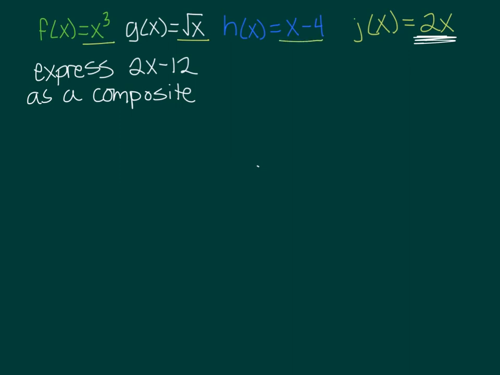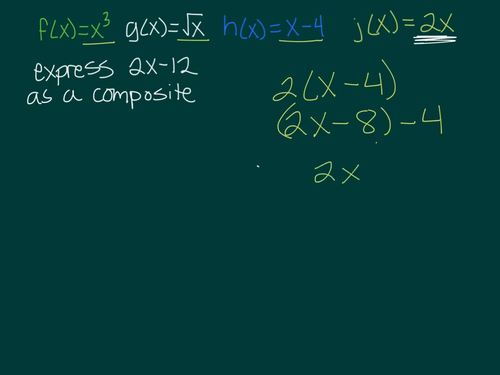If I put the x minus 4 inside of the 2x, then I get 2x minus 8. That's closer to 2x minus 12, but it's not there. So what I can think about is, well, what do I need to get to 12? And I need 4 more. So I could do this minus 4, right? Plug it into h again, basically, and that would give me 2x minus 12.